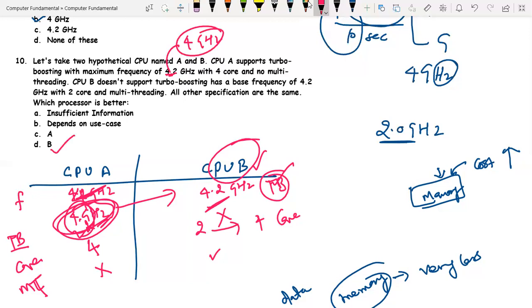Although it has its own drawback. You get the idea. So considering all these 4 cases, the correct option is option D, meaning CPU B. Now you get it. Yes, I understand.